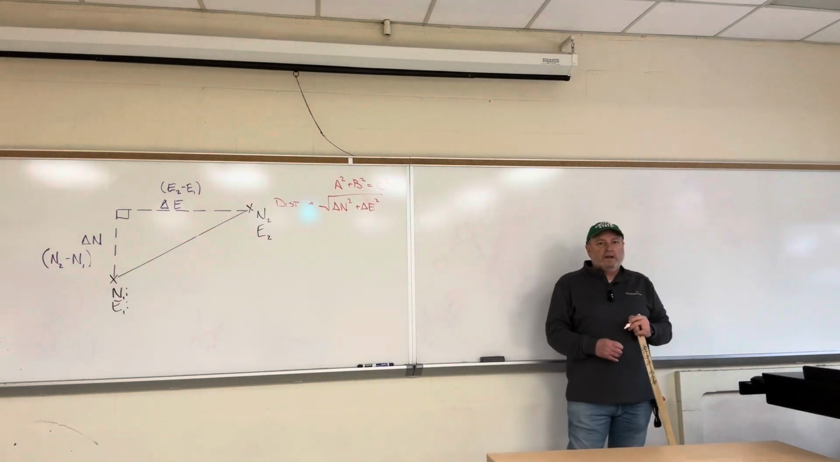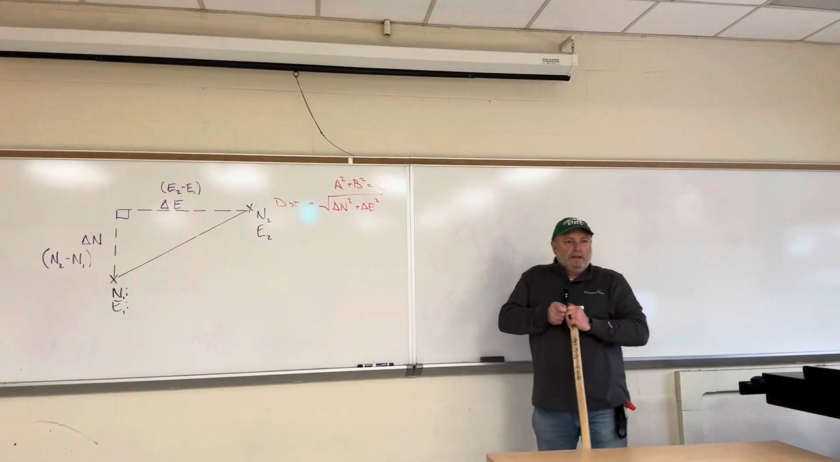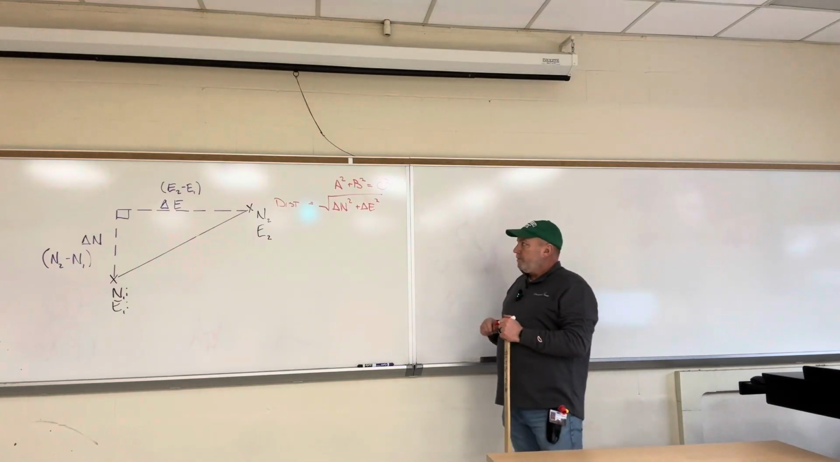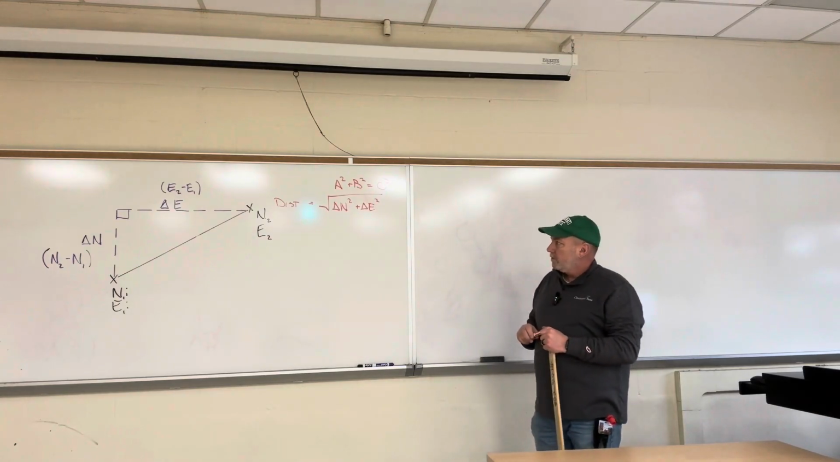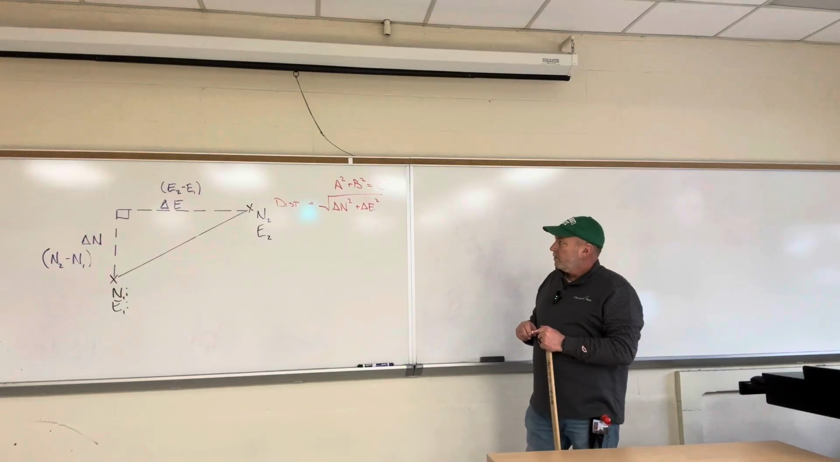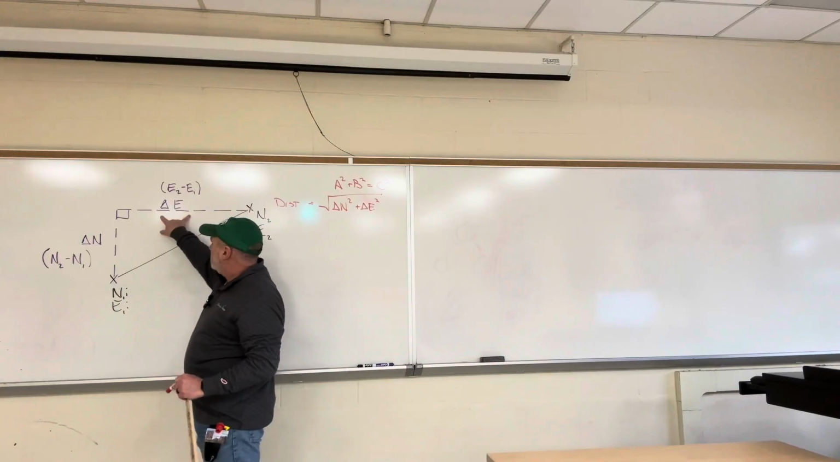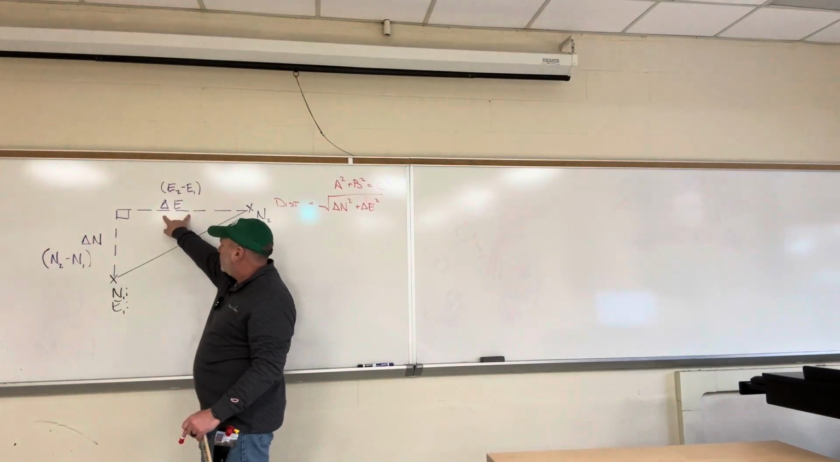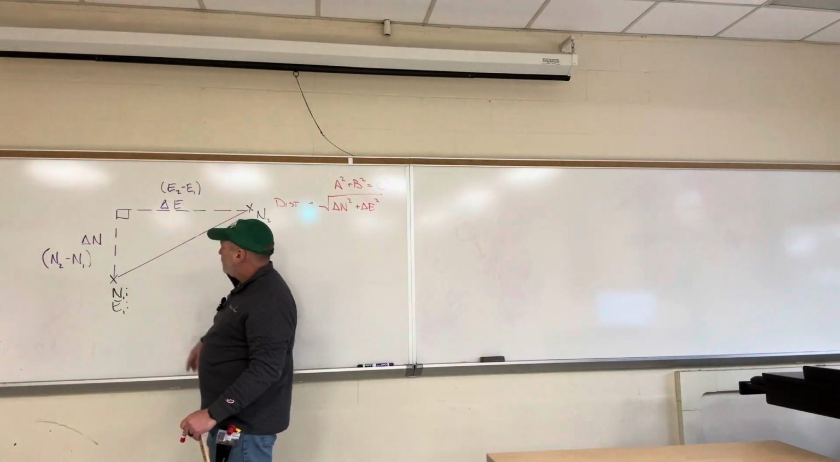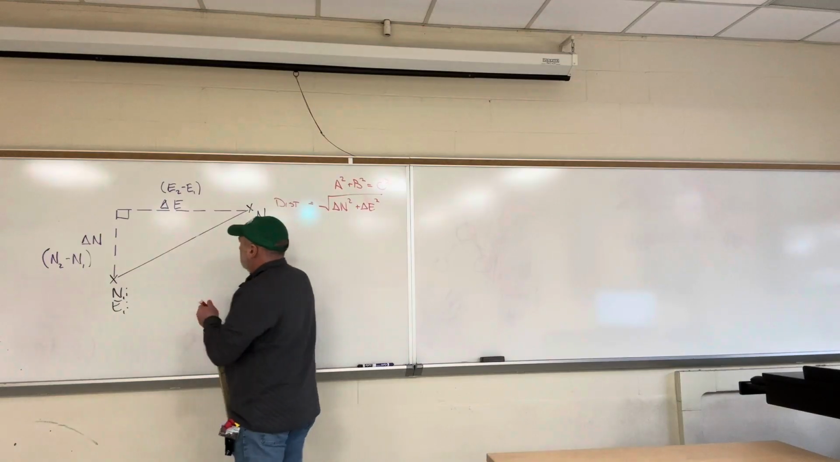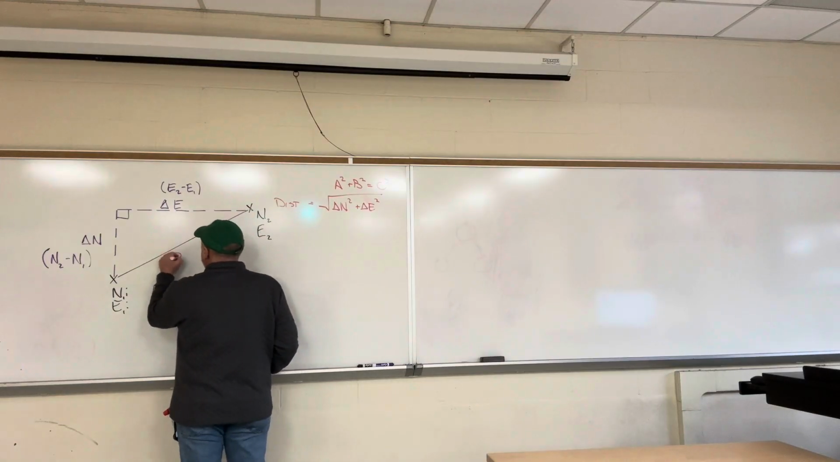Nothing too complex there, right? We've spoken about this. We've talked about that. The difference in your northing, that side squared, plus the difference in your easting, that side squared. Take the square root, distance.